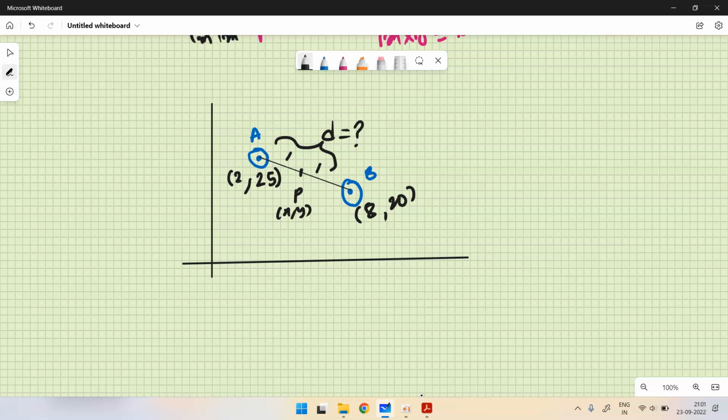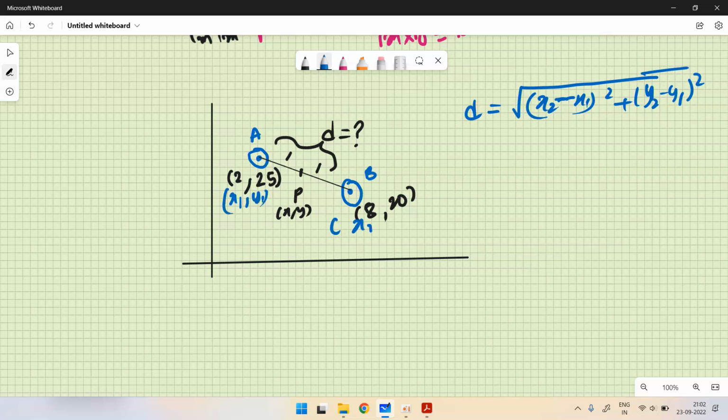Here, using the distance formula d, you know the distance formula is the square root of (x2 minus x1) whole square plus (y2 minus y1) whole square. I'm saying this is (x1, y1) and this is my (x2, y2). So what is x2? x2 is 8 minus x1, which is 2, whole square. What is y2?